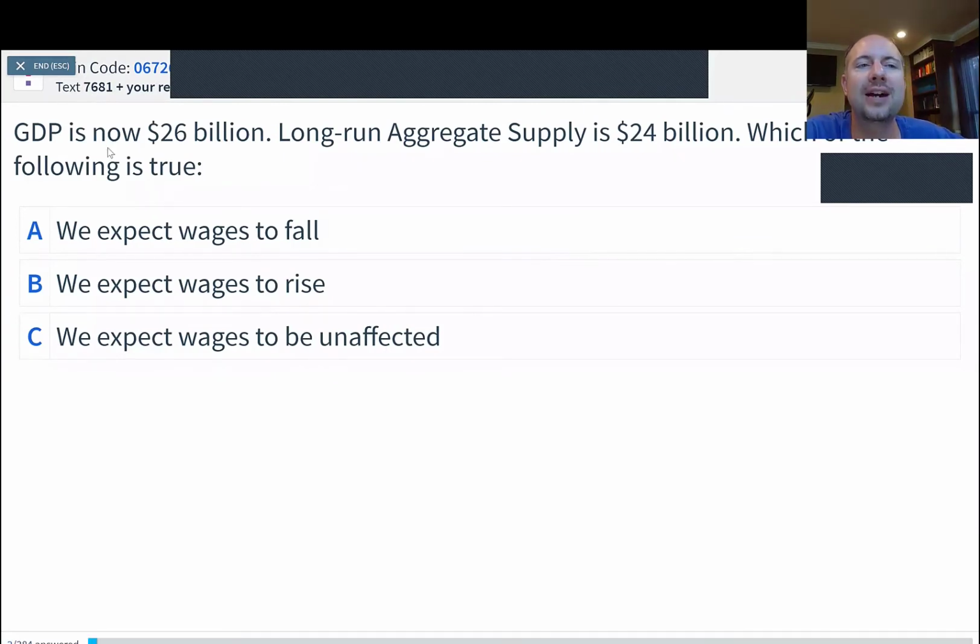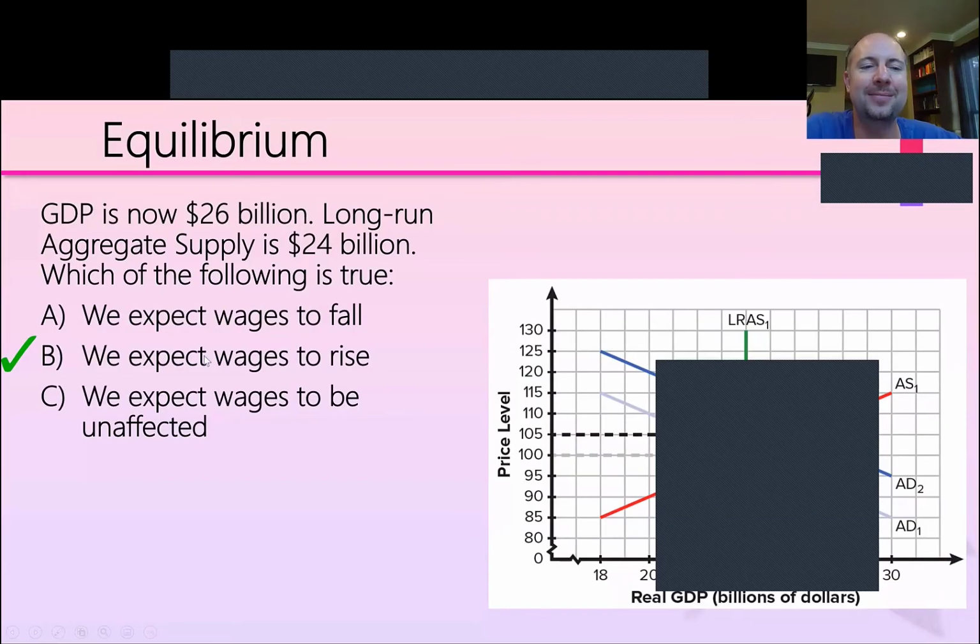Well, if GDP is now 26 billion, what does that say about our labor market? And what does that say about what's going on with wages and what we expect to happen to them? The answer here is B. We expect wages to rise.